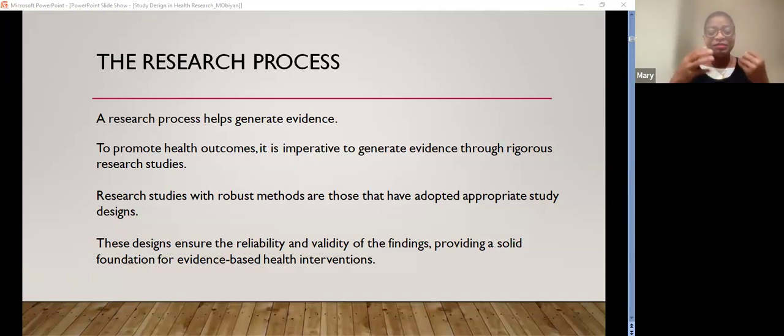Research studies with robust methods need to adopt appropriate study designs. Appropriate study designs. I want to go to Port Harcourt. I want to go to South Africa. Mind you, I can get to South Africa by road. I can get to South Africa by boat. However, I choose to fly. Why am I opting for that mode of transportation?